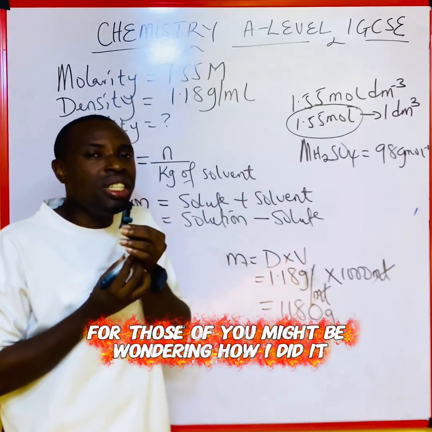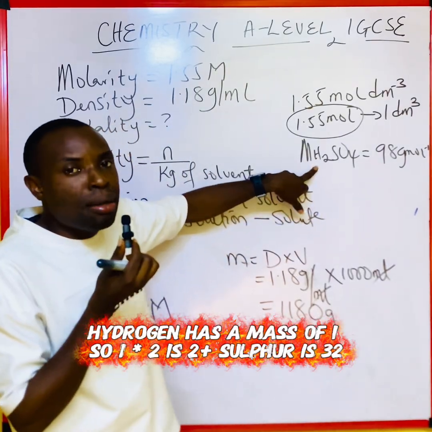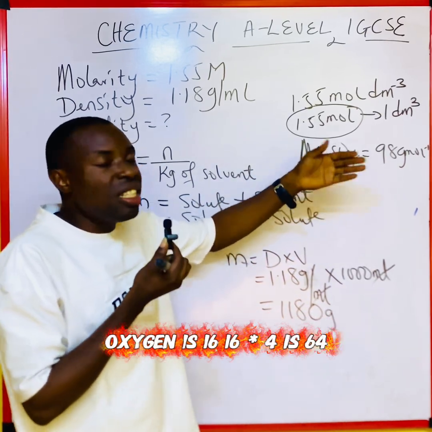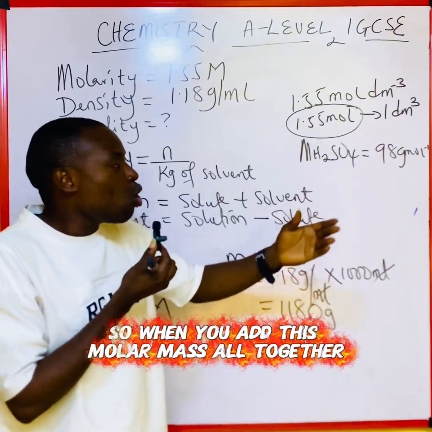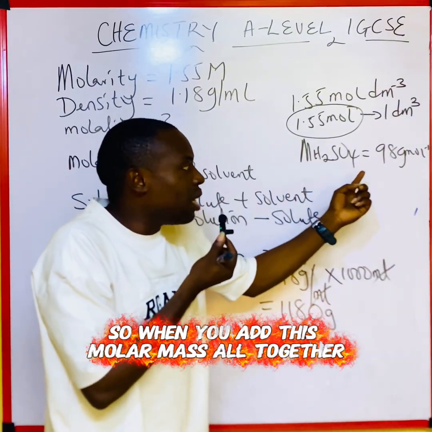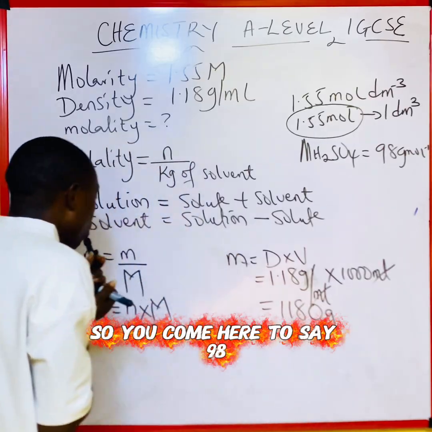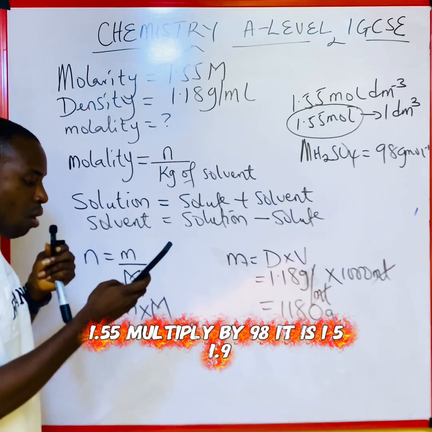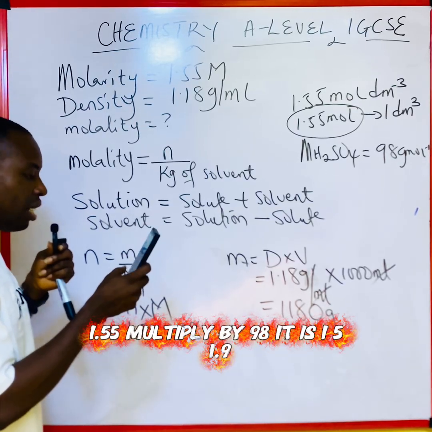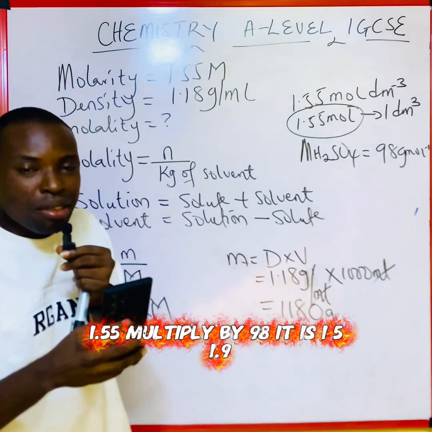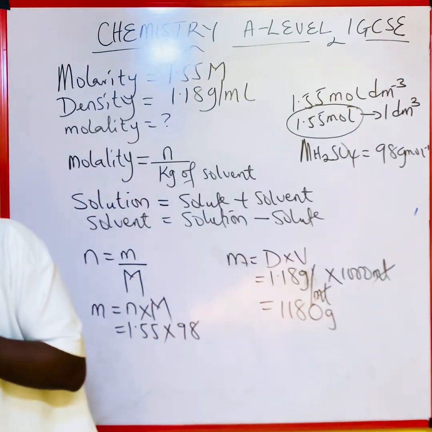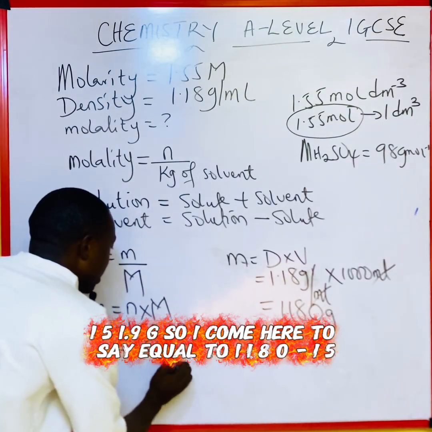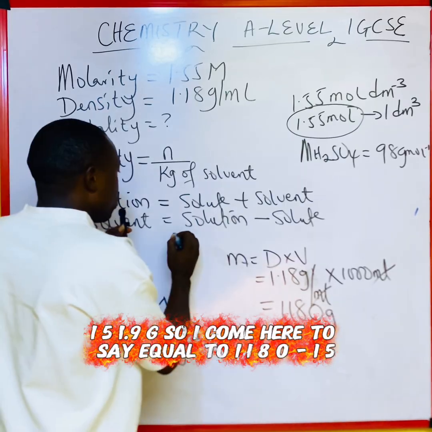For those of you who might be wondering how I did it, hydrogen has a mass of 1, so 1 times 2 is 2, plus sulfur is 32, oxygen is 16, 16 times 4 is 64. So when you add this molar mass all together, you should have it to be 98. So you come here to say 1.55 multiplied by 98, it is 151.9 gram.